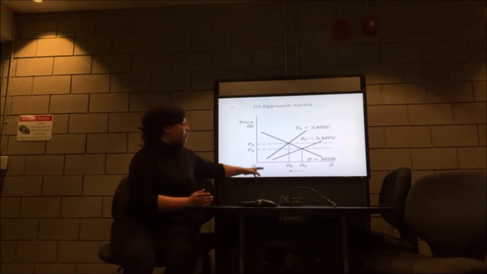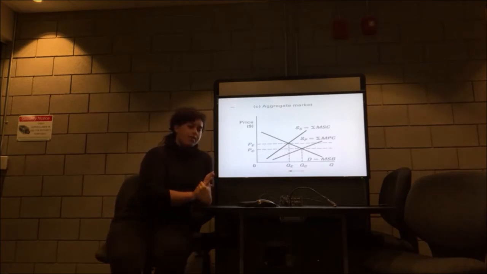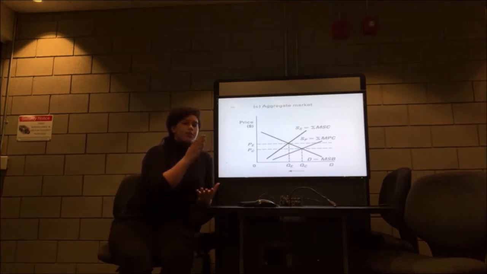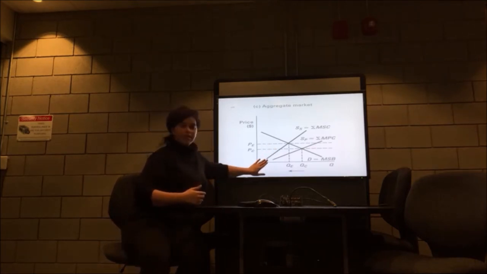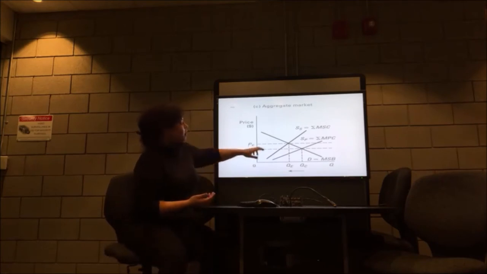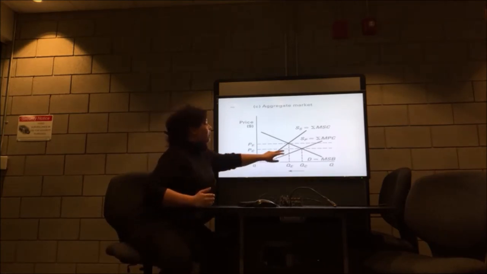In that case, the marginal social cost is the marginal private cost of the producers plus the marginal external cost, meaning you have the costs of the producers and the cost of the externalities. So that's why we have the second curve. Okay, going back to the first curve, in this case, we have the equilibrium.